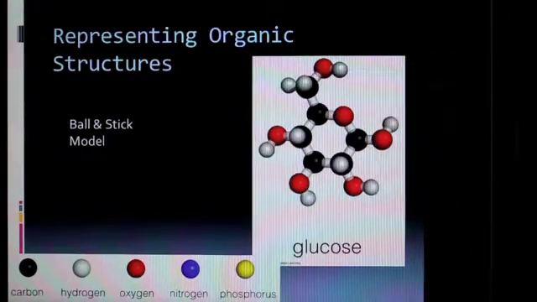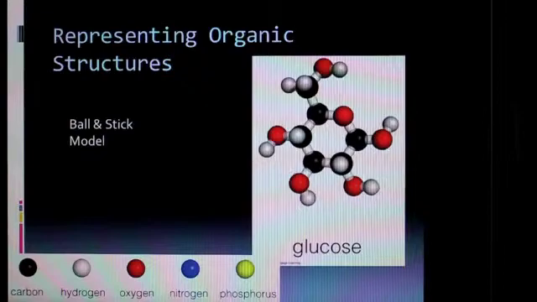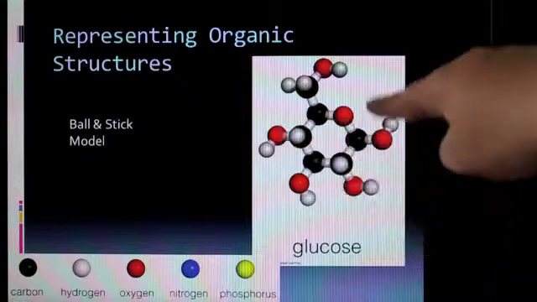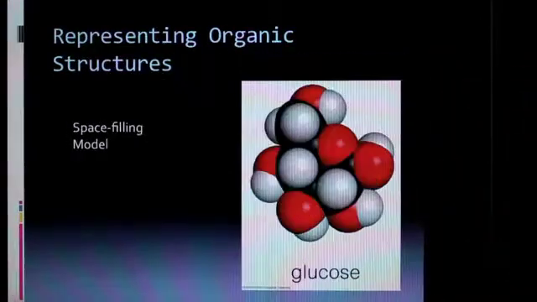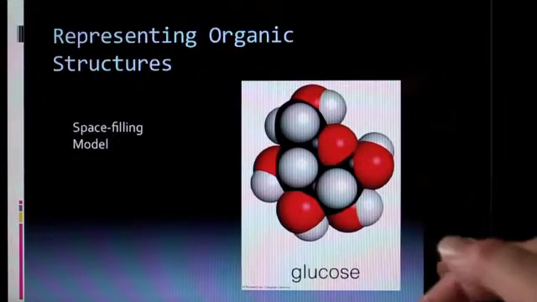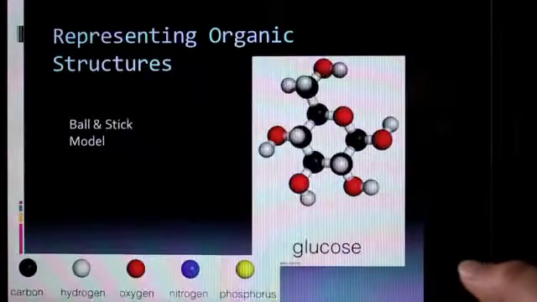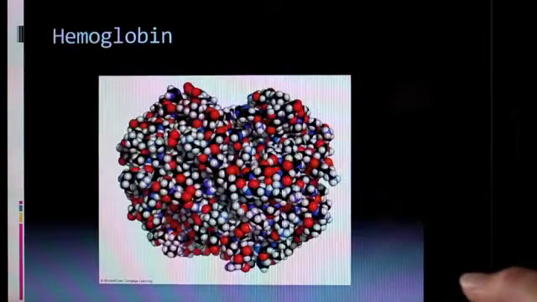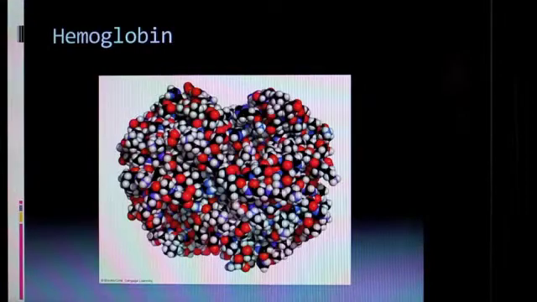Another way that you'll see, and your book really likes showing it this way, is using the ball and stick model. These are where you have these color-coded beads, and the beads are all hooked together. So there's glucose again. And then you can also use a space-filling model, where you show closer to what the actual shape of the molecule would be. So that looks like you took the previous picture of glucose and you inflated it. So if you see something like this in your book, you go, wow, that's a really big organic molecule. And yes, it is. As a matter of fact, it is hemoglobin.